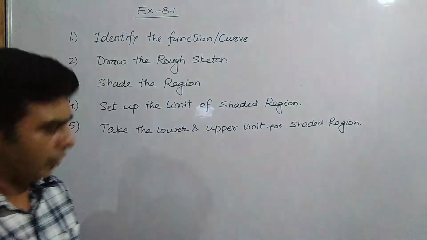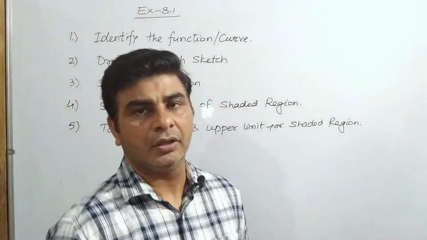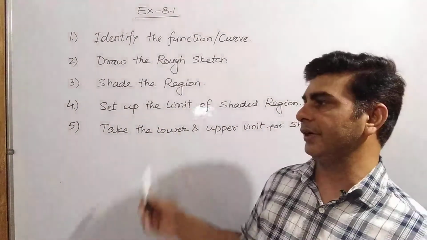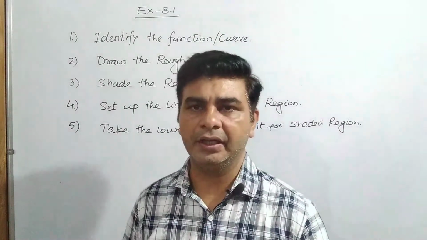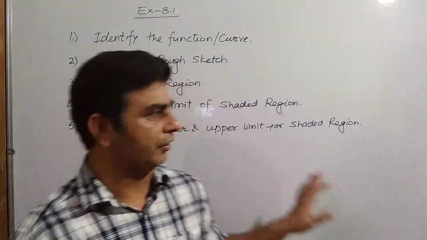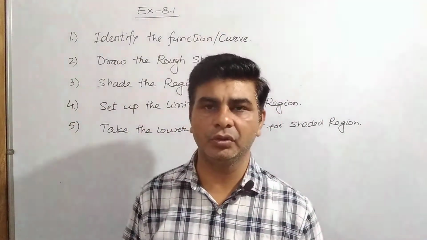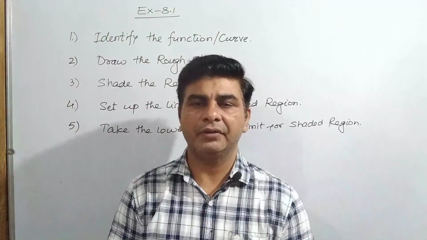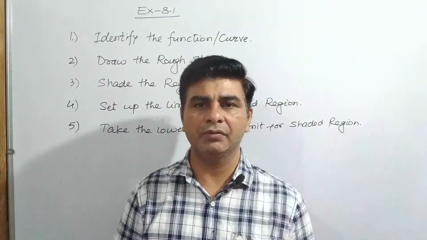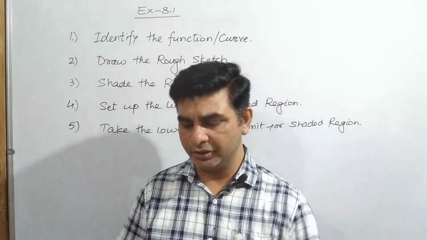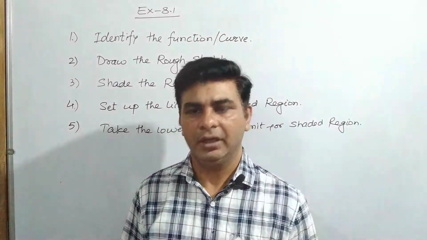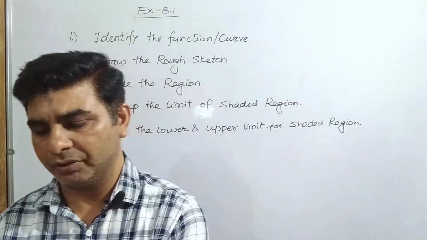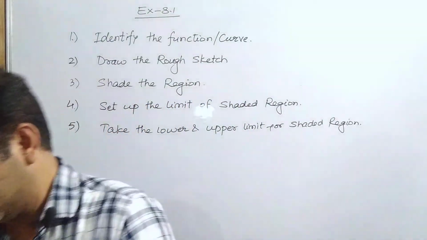In this way, you will find a definite integral going from lower limit to upper limit, and after solving that definite integral, you will find the area of your given shaded region. So this is the working rule by which we can find the area of any curved shape figure. So dear students, now let's start with exercise number 8.1 and let's do question number 1 for this exercise.